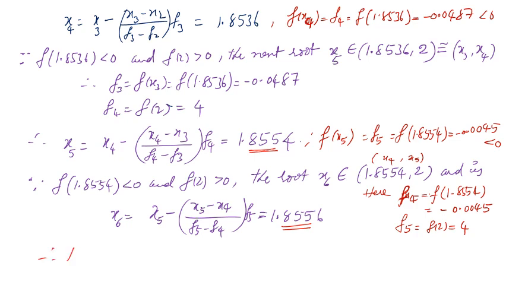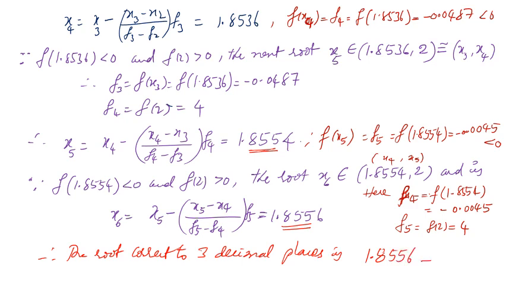Therefore the root, correct to 3 decimal places, is 1.8556, approximately 1.856. These are the two problems based on the secant method and Regula Falsi method. And the next iterative method based on first degree equation is the Newton Raphson method.